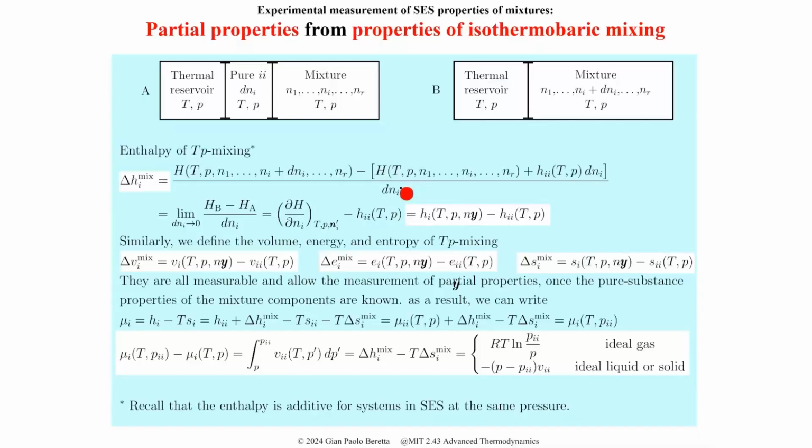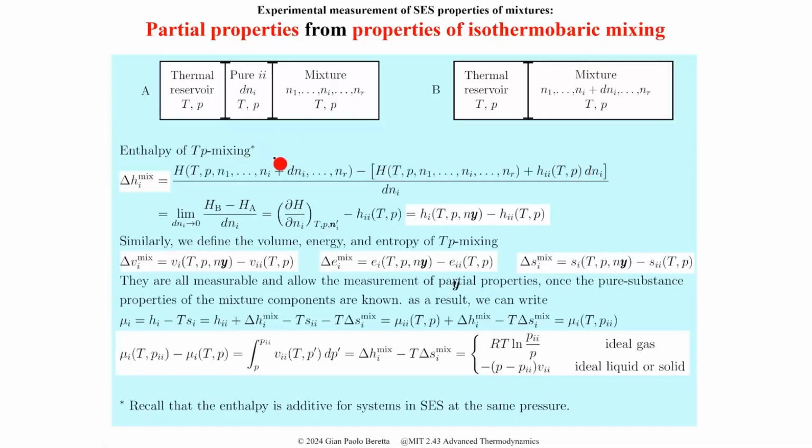as I said several times, enthalpy is not an additive property, but if you're looking at systems that are at the same pressure, then enthalpy is additive, and therefore the enthalpy of the composite of these two subsystems is equal to the sum of the two enthalpies, like we do here, the sum of the enthalpy of the mixture plus the enthalpy of the pure component. Okay.